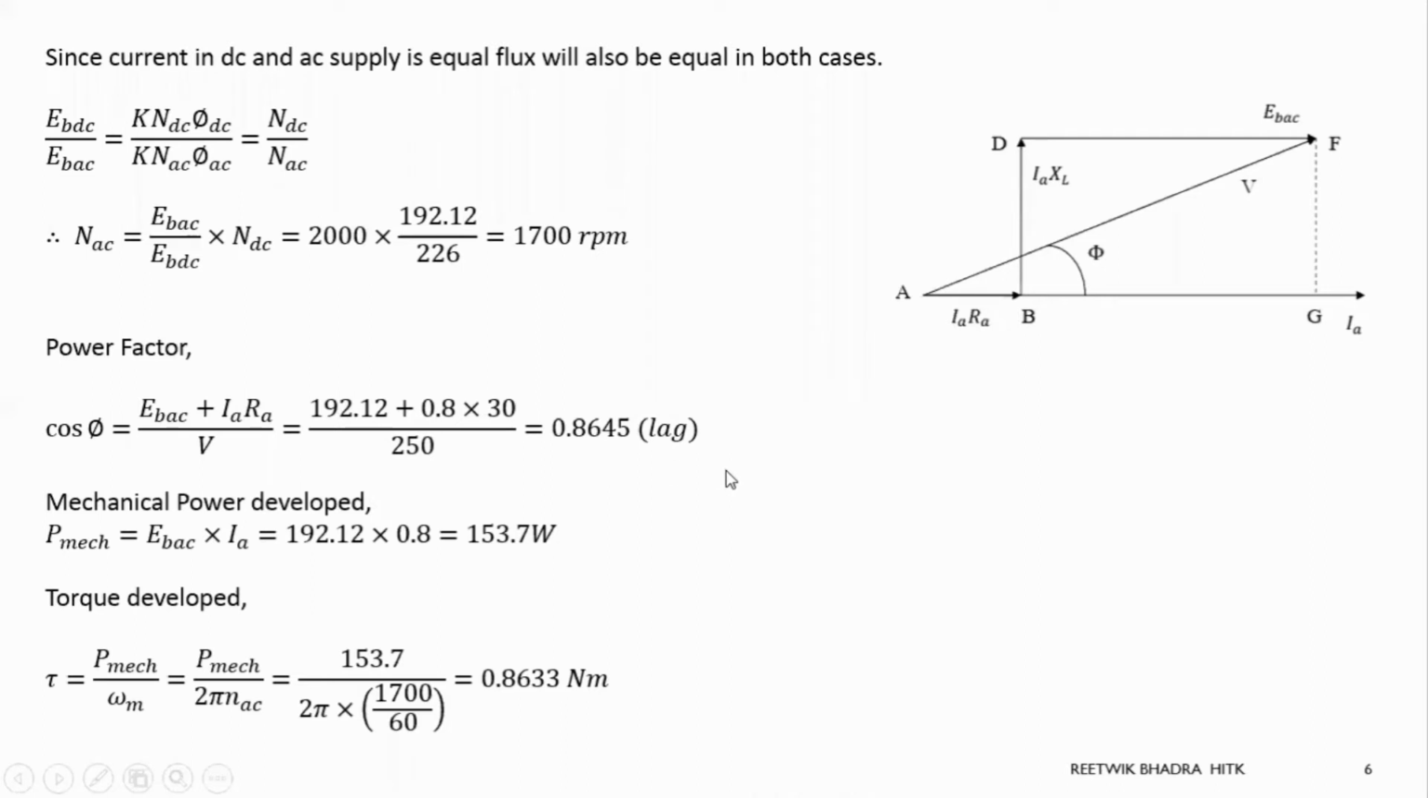And it is always lagging because there is no effect of capacitance. So there will be an inductive effect always. So there is a lag. And you can see over here V and current. From V to I, we are going in the clockwise direction. So there is a lagging effect.